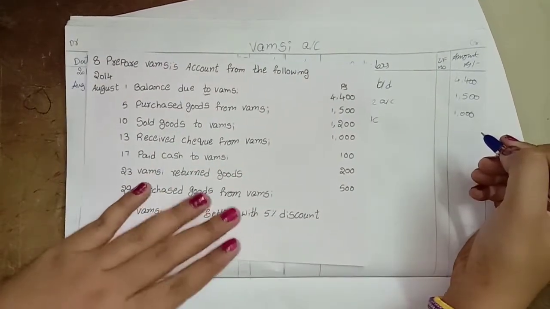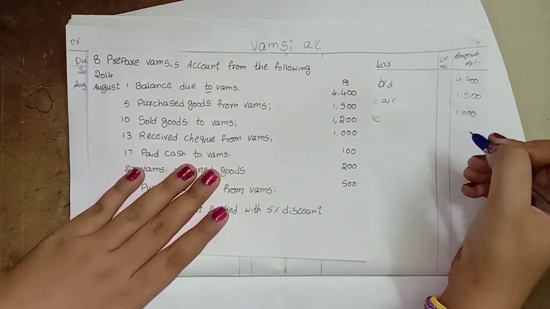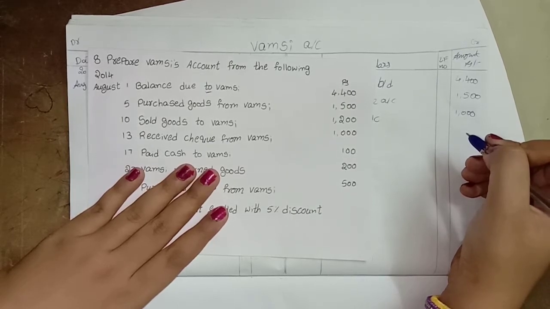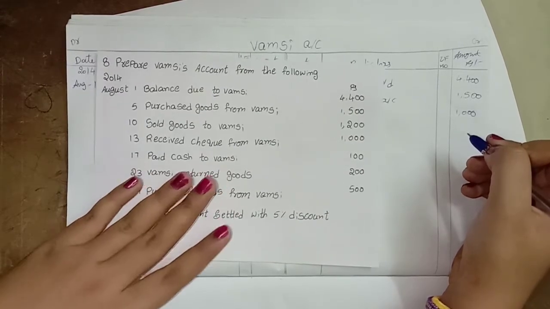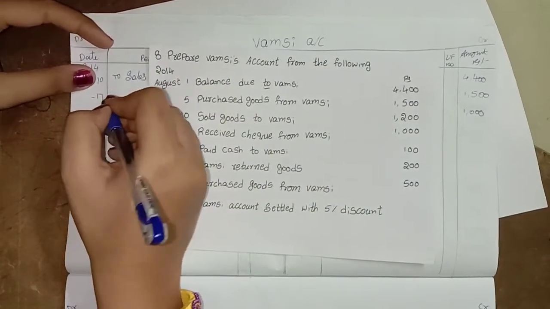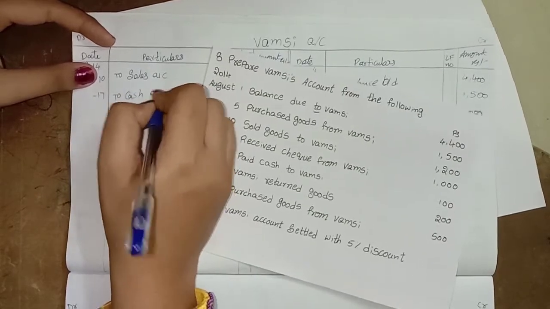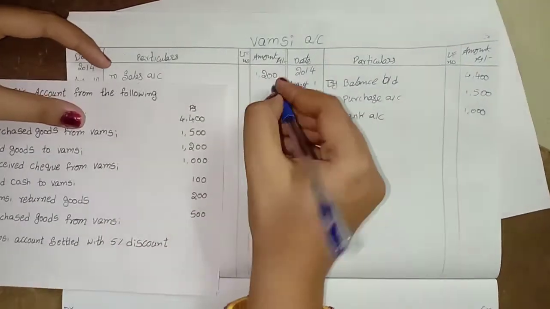And next one, paid cash to Vamsi. So we have paid the cash to Vamsi. Vamsi account debtor to cash account. 17th to cash account. And the amount is 100.